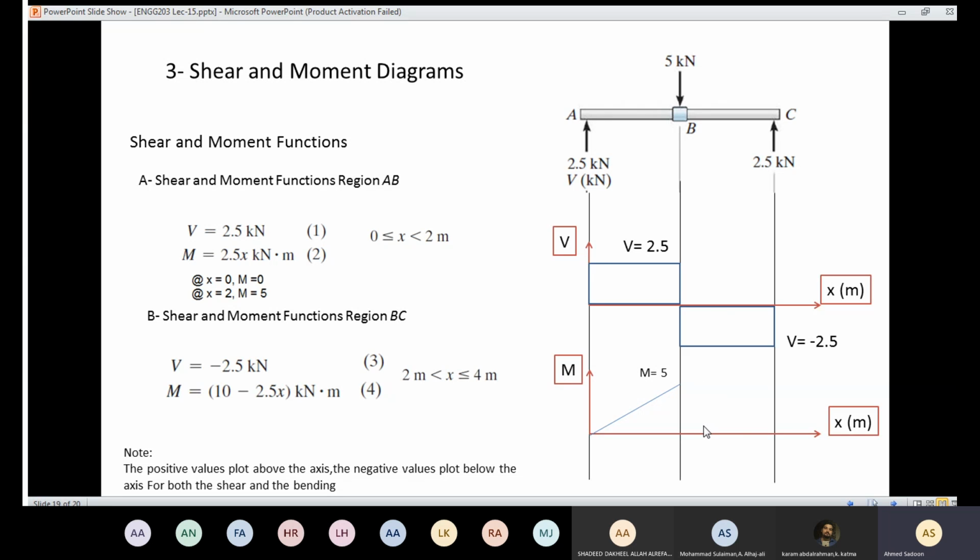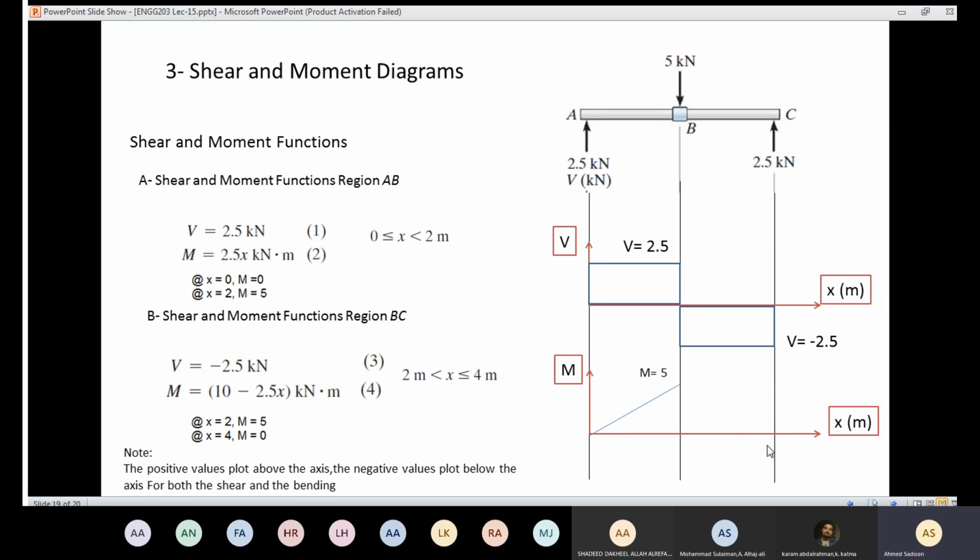What about BC? In BC, this equation is now not valid for that region. So I need to use that equation. So here I have the moment equal 10 minus 2.5x. Again, it depends on the value of x. And again, this is the equation of a line. If I draw 2 points here and here, I'll be able to know how to draw the line. Then I'm going to substitute when x equals 2. So here x equals 2. If you put 2 here, then the moment will be 5. So the moment here is 5.